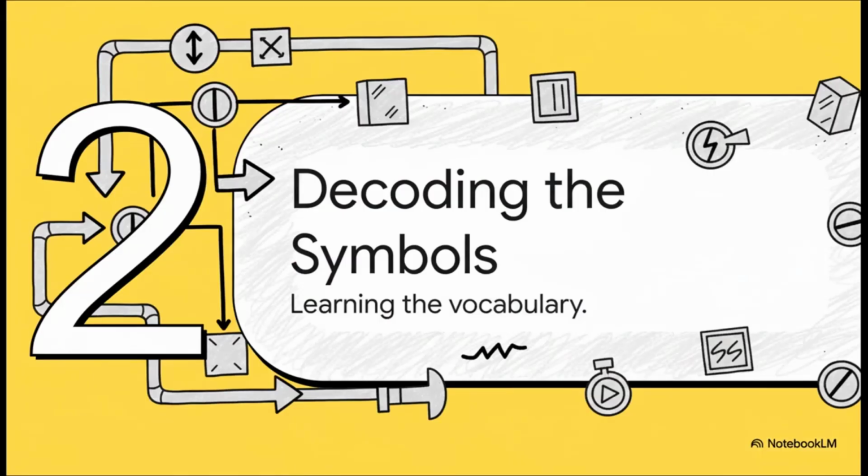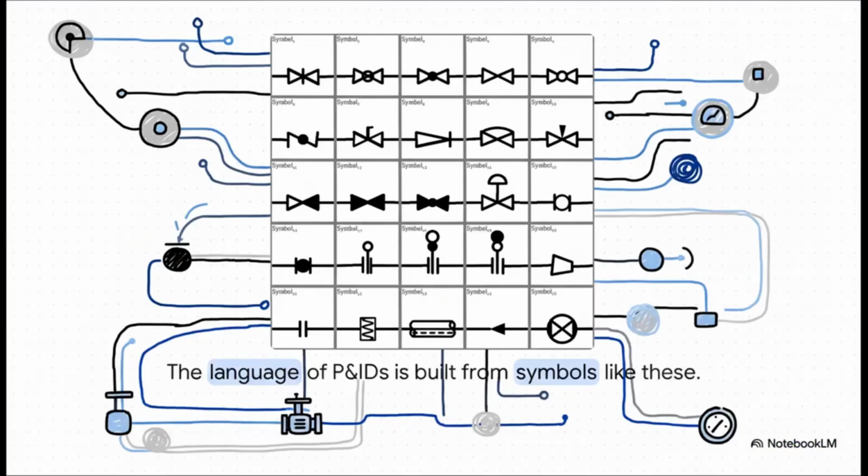And just like any map, to read it, you've got to know the symbols. Every little circle, every line, every square, it all means something specific. It's the vocabulary of this whole language. And wow, there are a lot of them. I mean, just look at this. You've got symbols for all kinds of valves, for pumps, for sensors that check the temperature or pressure. Every single one is like its own word in this crazy visual dictionary.